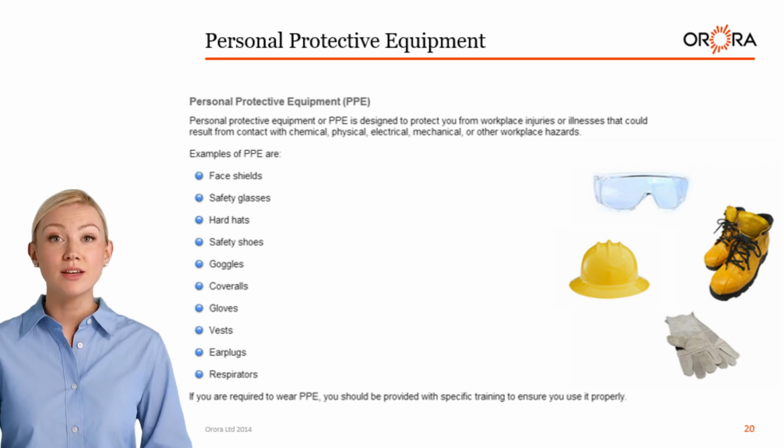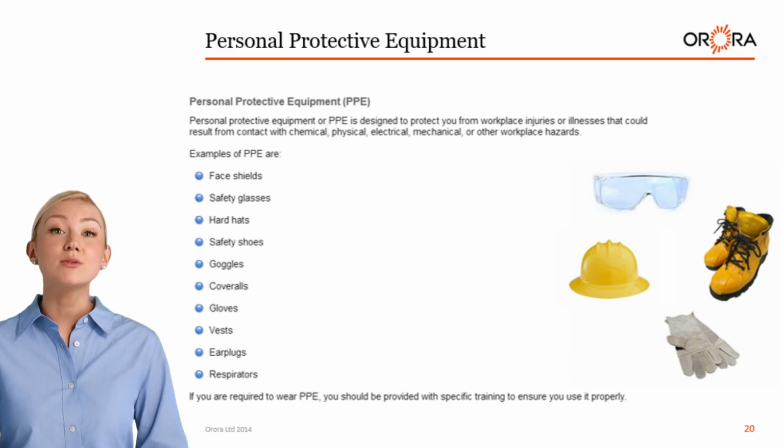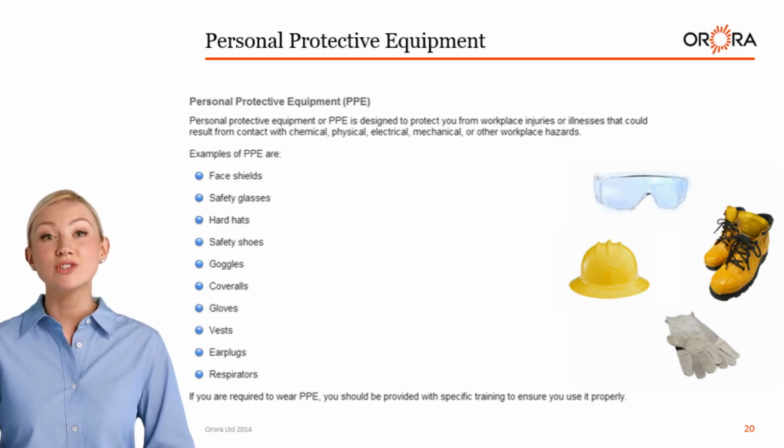Personal protective equipment, or PPE. PPE is designed to protect you from workplace injuries or illnesses that could result from contact with chemical, physical, electrical, mechanical, or other workplace hazards. Examples of PPE are face shields, safety glasses, hard hats, safety shoes, goggles, coveralls, gloves, vests, earplugs, respirators. If you are required to wear PPE, you should be provided with specific training to ensure you use it properly.